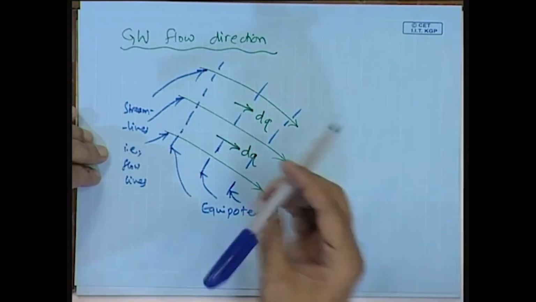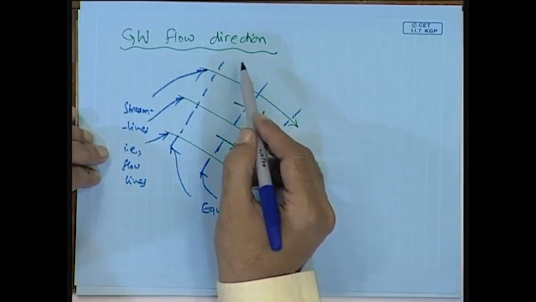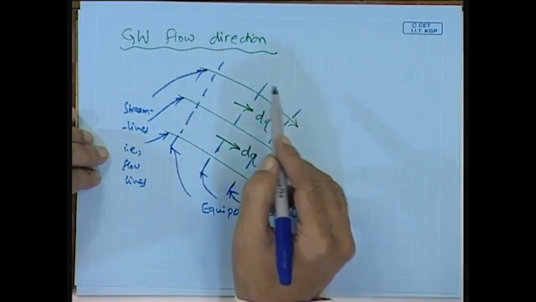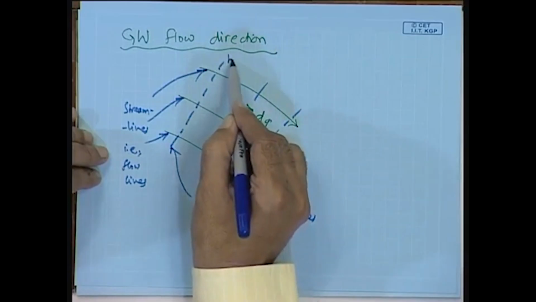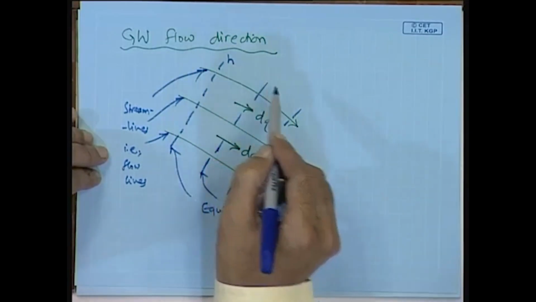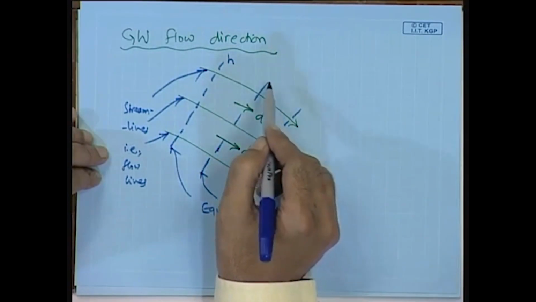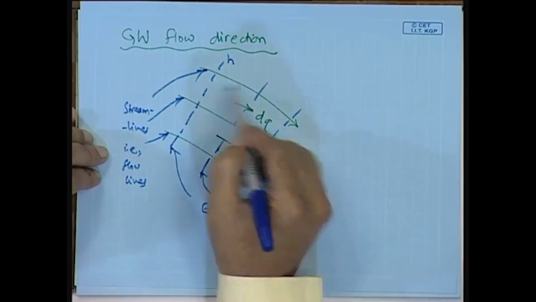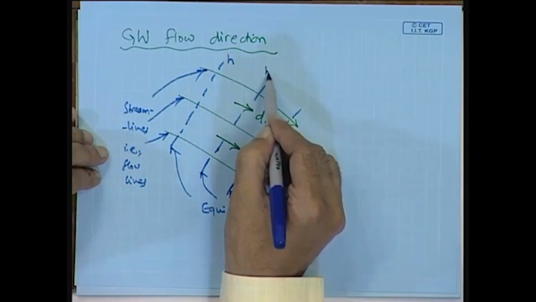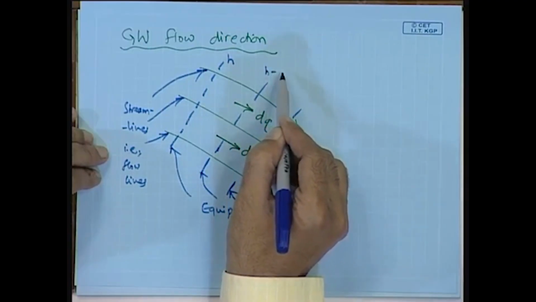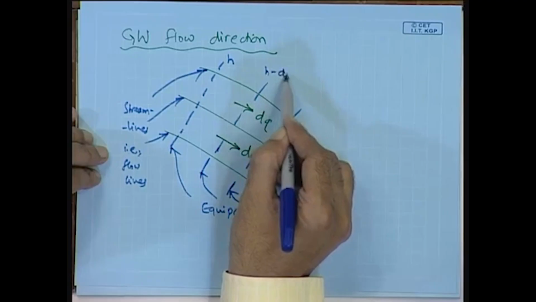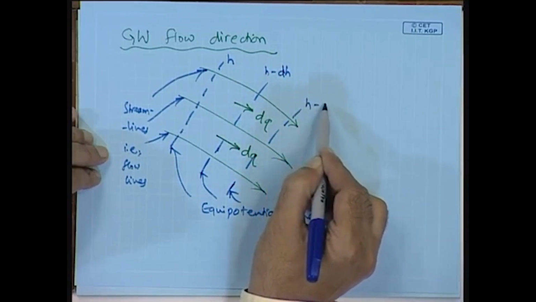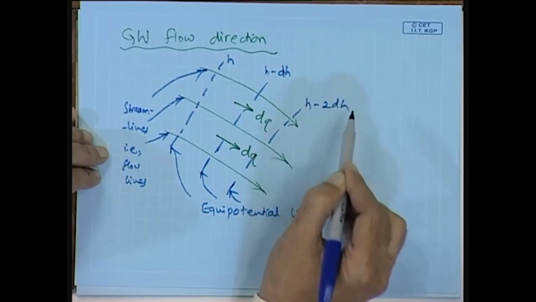And let us write down the head values or the total hydraulic head values along each of the equipotential lines. So, let this be H here, and obviously due to friction and other losses there will be a continuous head loss. So, along the next equipotential line, let the head be H minus dH, and in this case it can be H minus 2 dH.